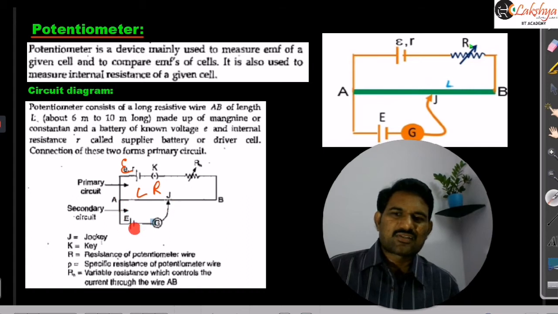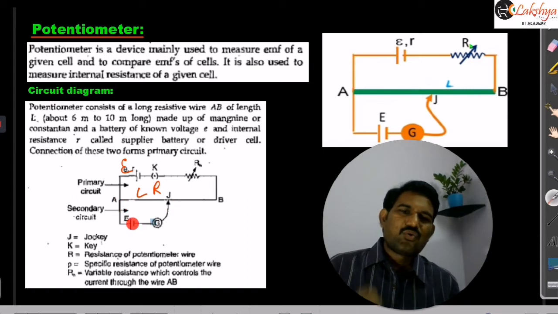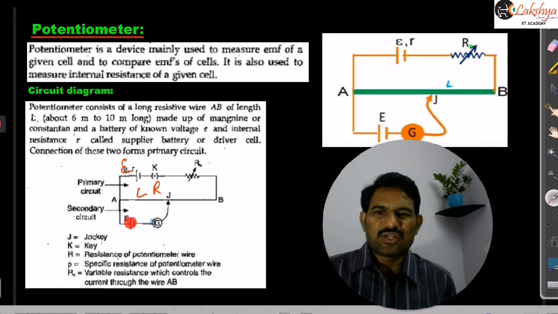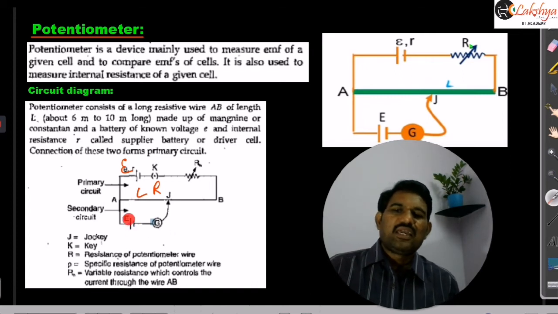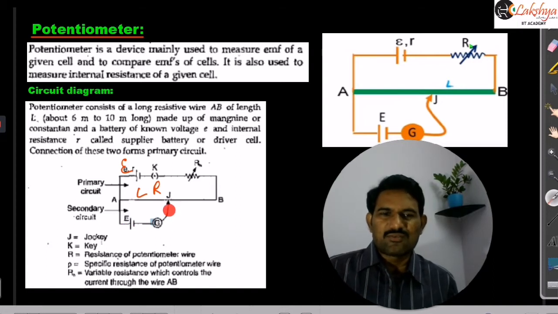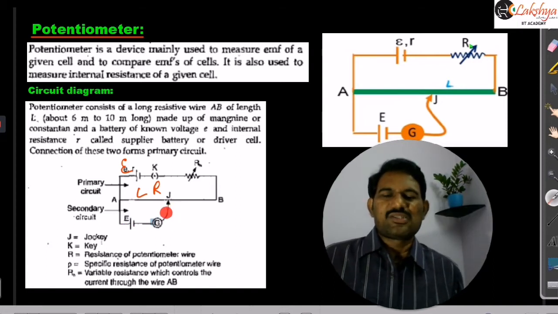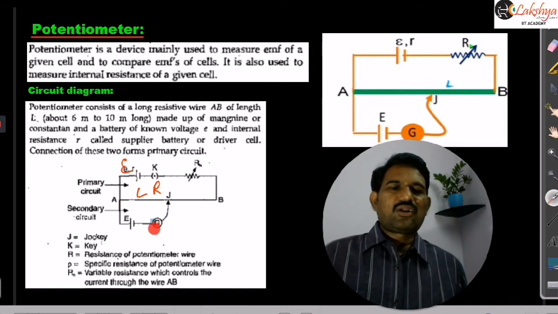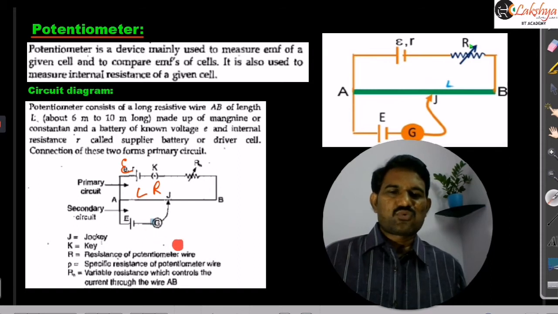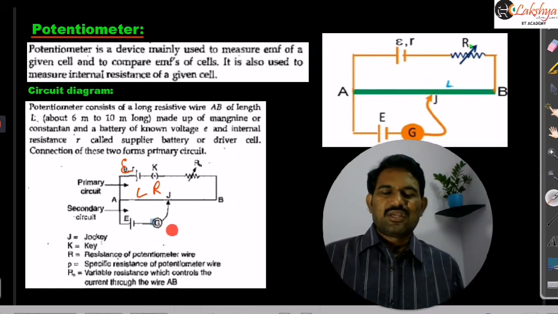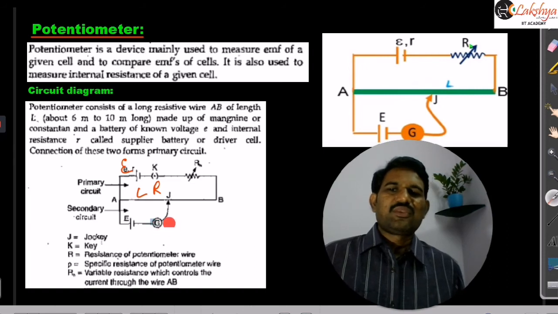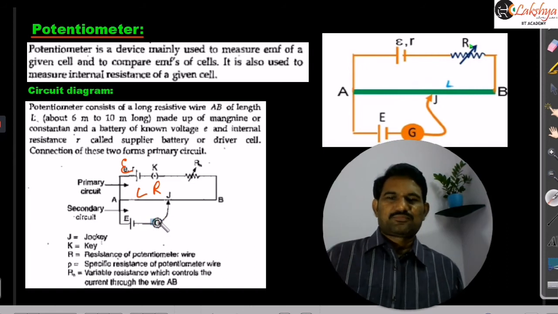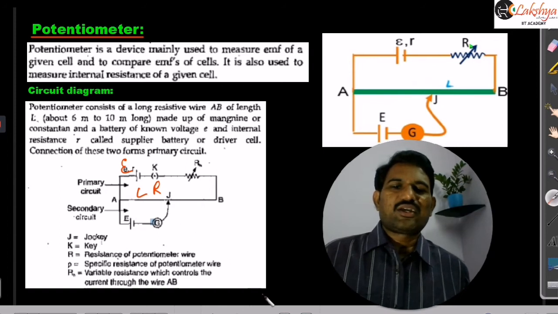Here it consists of a cell whose EMF is to be determined. We need to find this EMF of the cell. It is connected in series with this galvanometer and this jockey. About this jockey we saw already in the meter bridge experiment. In general with the galvanometer we connect some high resistance in series, or we use the short circuit method, to protect this galvanometer here, right? So this is the circuit diagram of this potentiometer.